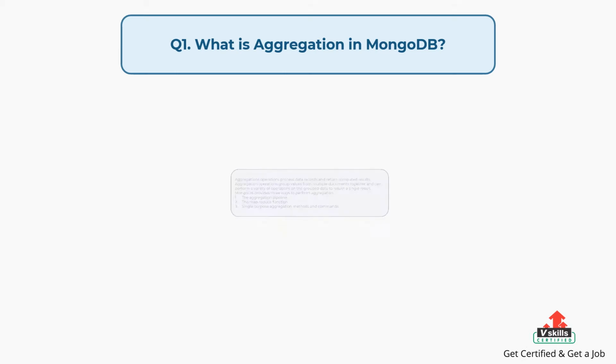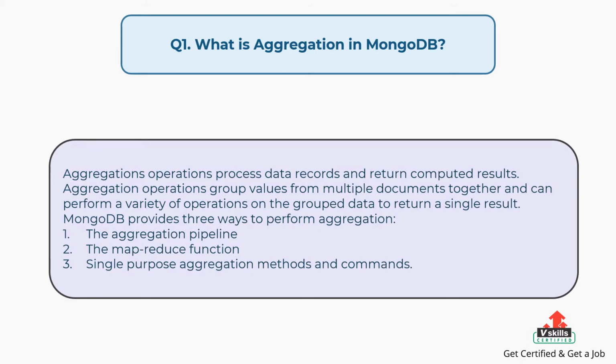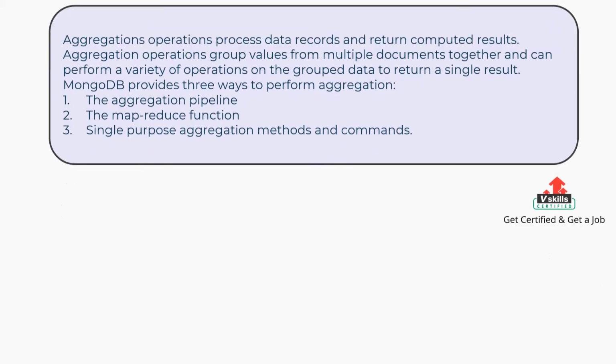The answer is aggregation operations process data records and return computed results. Aggregation operations group values from multiple documents together and can perform a variety of operations on the grouped data to return a single result. MongoDB provides 3 ways to perform aggregation. First, the aggregation pipeline. Second, the MapReduce function. Third, single-purpose aggregation methods and commands.